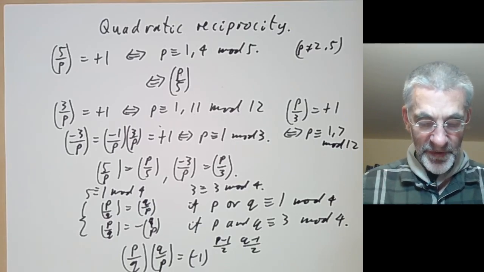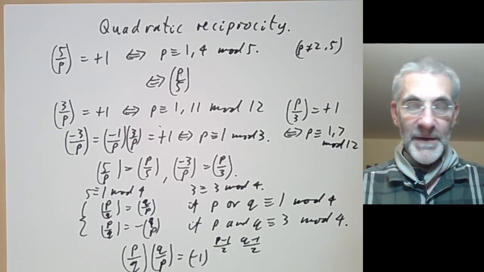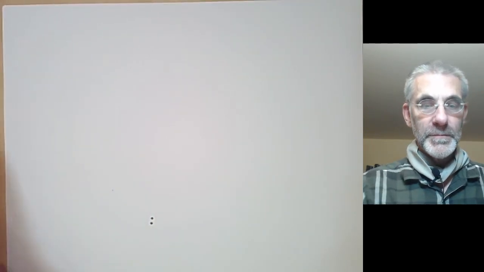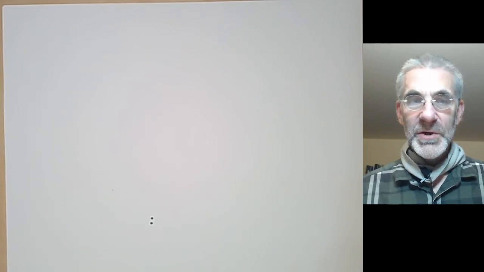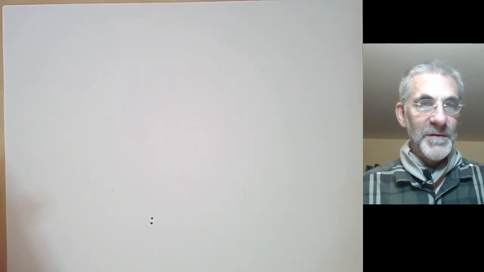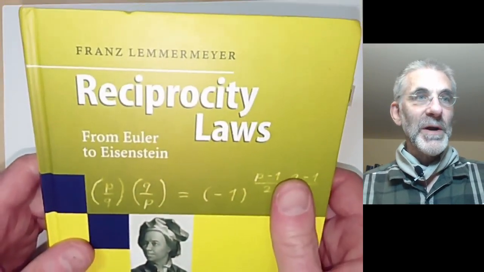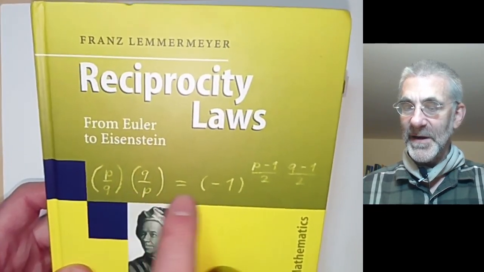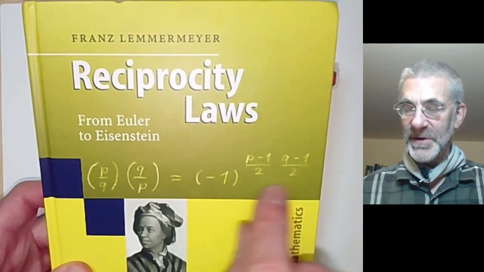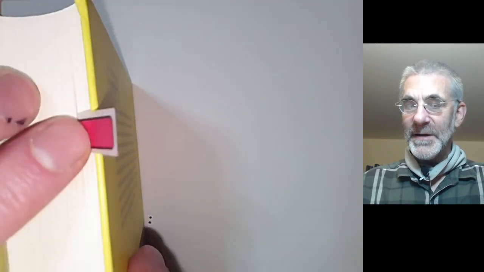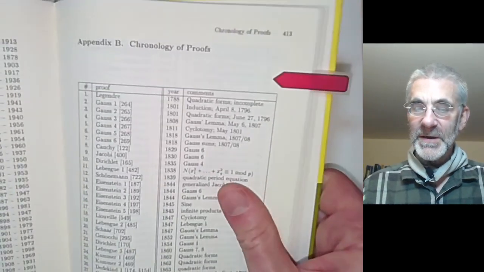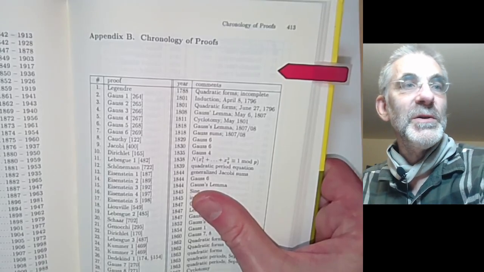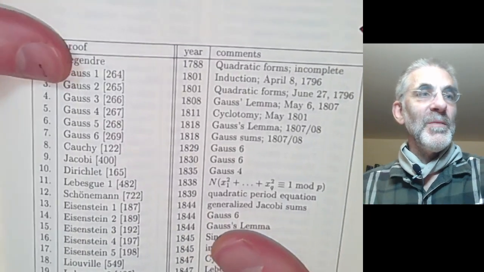Now I want to prove the law of quadratic reciprocity, and there's a big problem with the proof in that there's rather too much choice. There are something more than 200 different published proofs of this, and I know this because of this book here, a really nice book about reciprocity laws. Here's the original quadratic reciprocity law that we just wrote down, and in appendix B, he has a list of proofs classified according to who did them and what ideas the proof used.